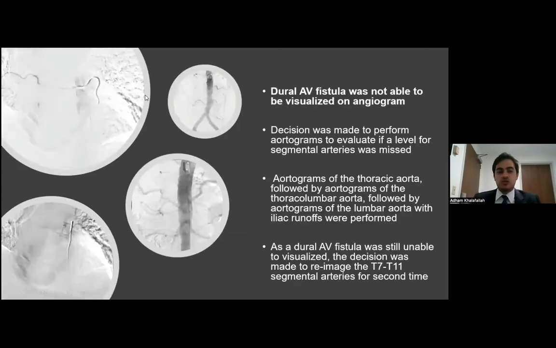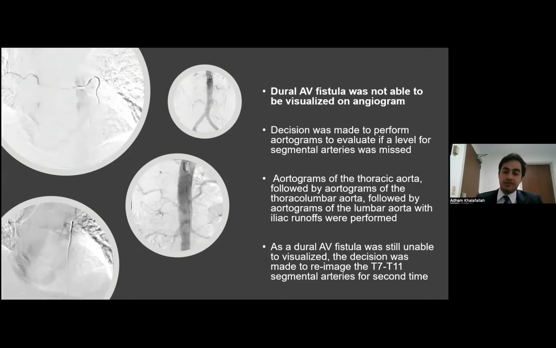The case becomes more interesting because this patient goes to the angio suite and they do the angio, but there's no AV fistula to be seen on the angiogram. So they decide afterwards that they're going to do aortograms to evaluate if there's a segmental level that they might have missed. So they do that. They do the thoracic aortogram, thoracolumbar, followed by the lumbar aorta and the iliac coronals. Still, the AV fistula is not seen.